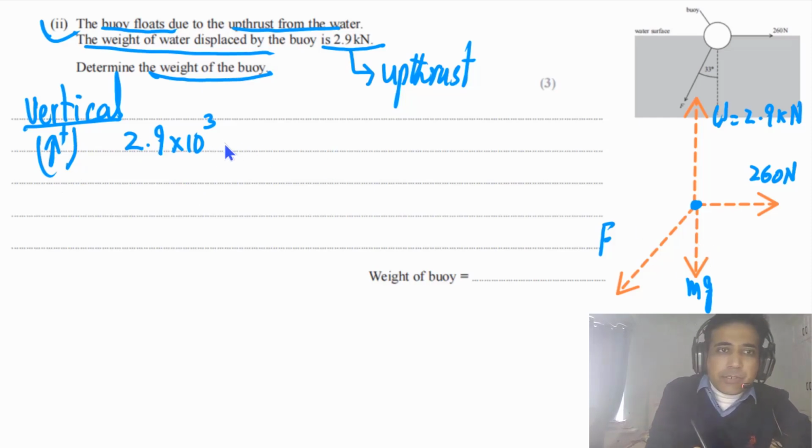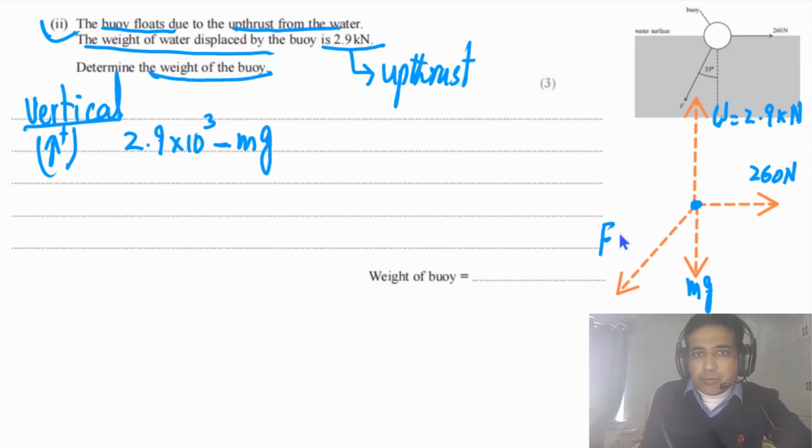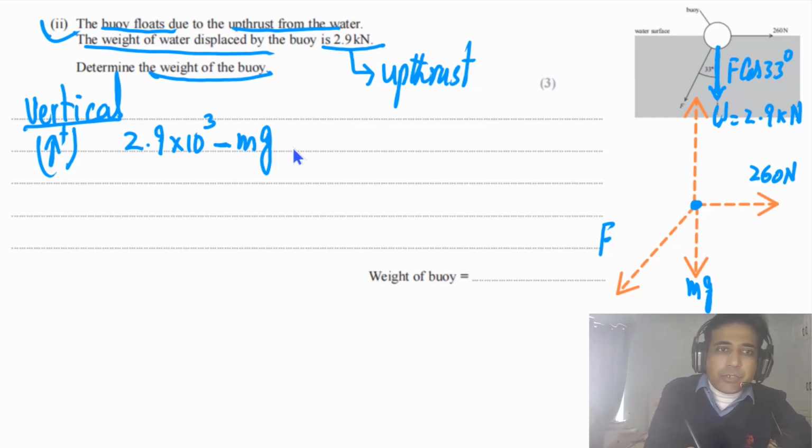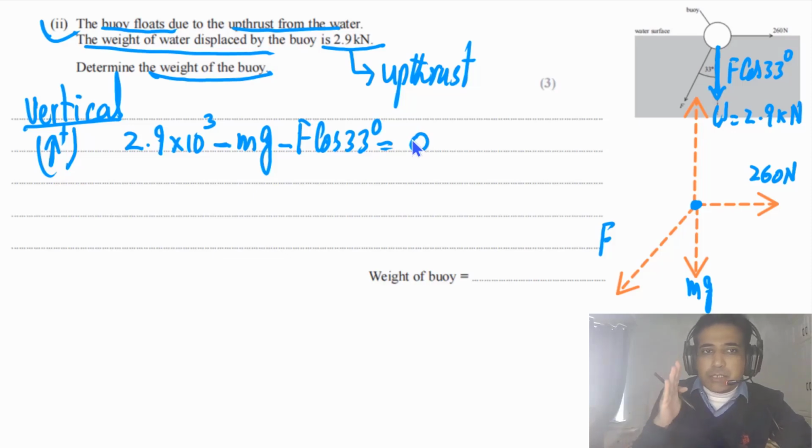And we have weight that is acting downward, so we can say this is mg. And we have a component of this force that is also acting vertically downwards, and this component is F cosine of 33 degrees. We can write minus F cosine of 33 degrees, and this has to be equal to 0 because the boy is stationary. You can also simply use U here, so you can see the relationship between different quantities, and then you can plug in values and find the answer.